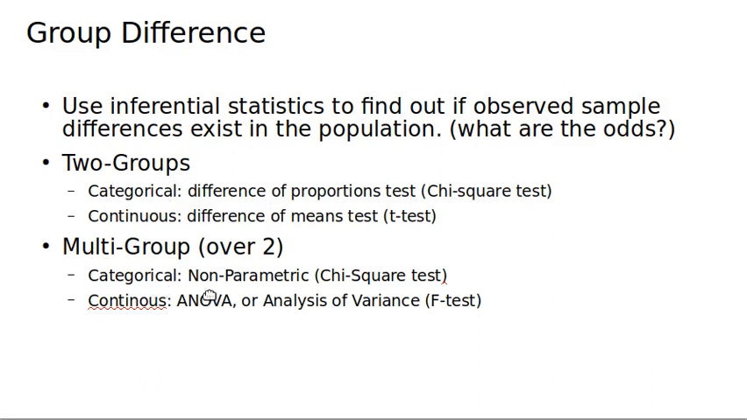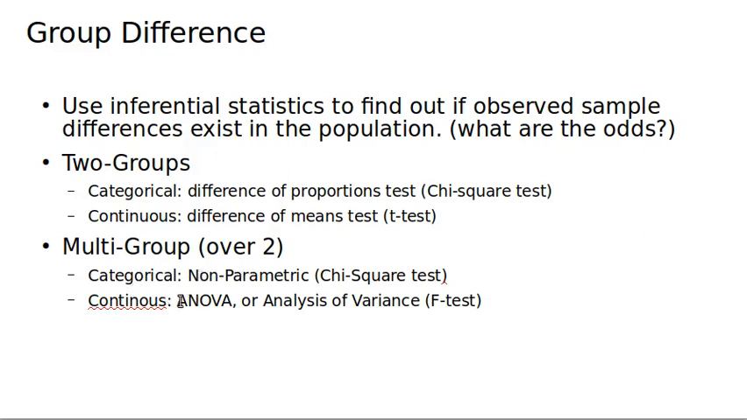We also used that non-parametric test for multiple groups. Now the chi-square is nice because it applies to either two or more categories or groups. So it's a very versatile test for the non-continuous categorical, nominal, and ordinal variables.